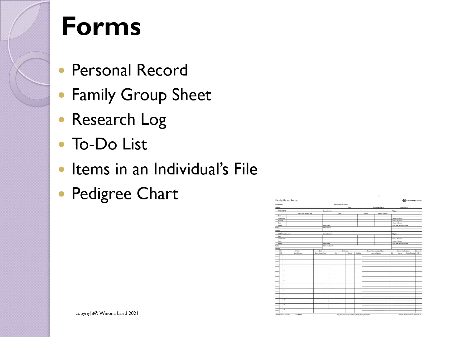Now let's take a look at some of the forms that we use in our genealogy research. First of all, the personal record, and then family group sheet, research log, to-do list, items in an individual's file, and the pedigree chart.